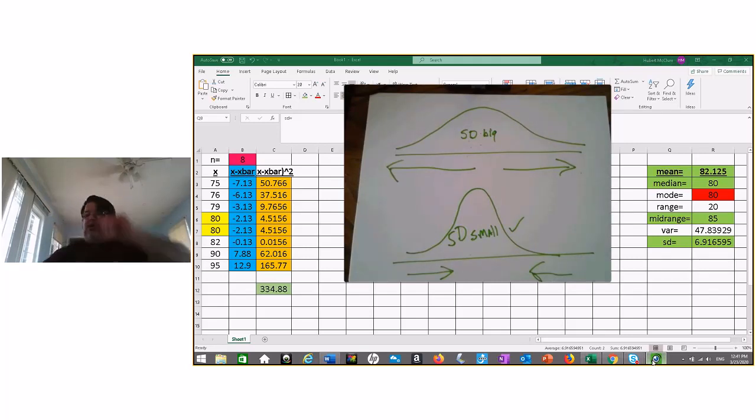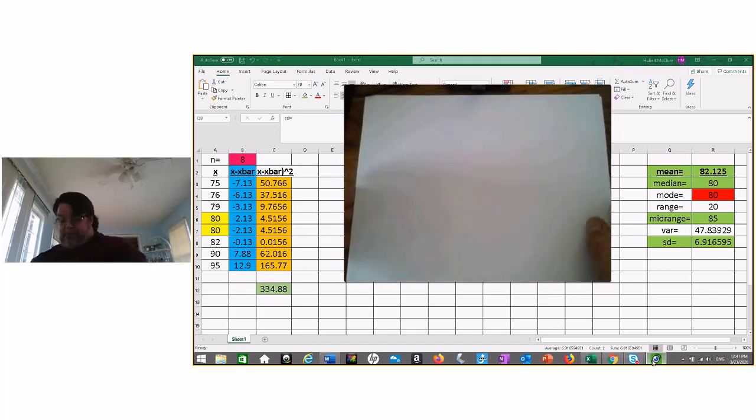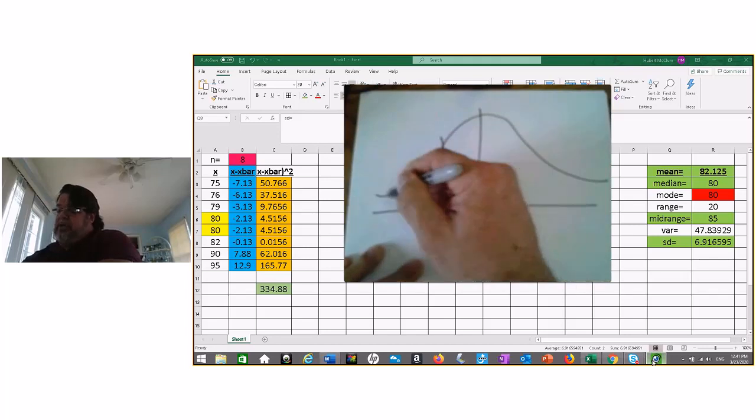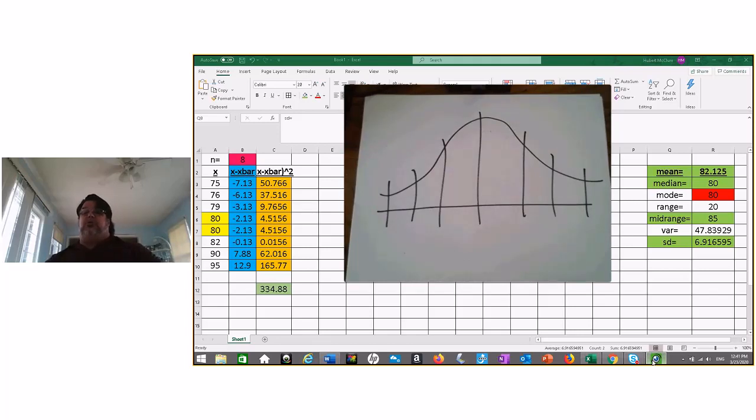Okay? Now, how do you use the standard deviation? This is how you use it, and this is very important for you to understand. You draw a bell curve and you divide it up into 3 on each side. It's called 3 standard deviations. The mean goes in the middle. I'm going to put 82 because I don't want to deal with decimals. Okay? So 82 goes in the middle.